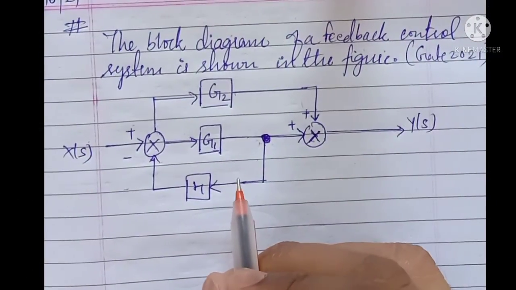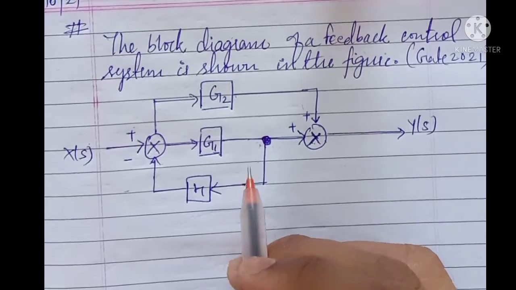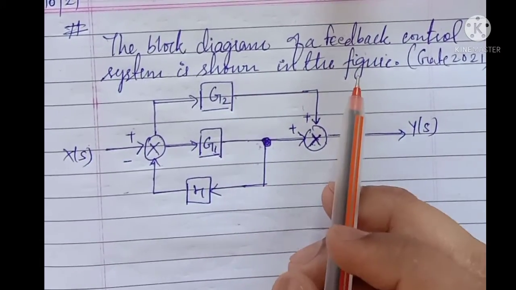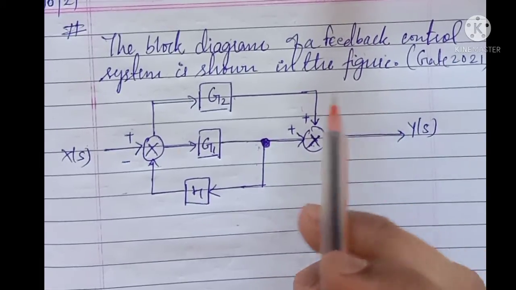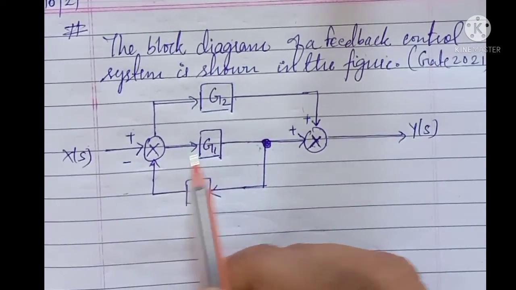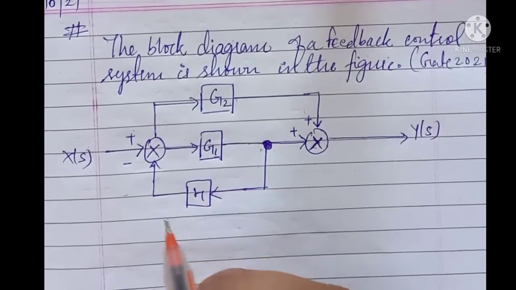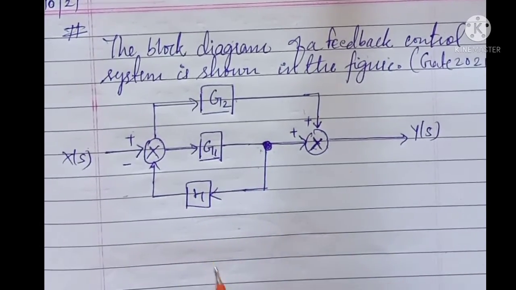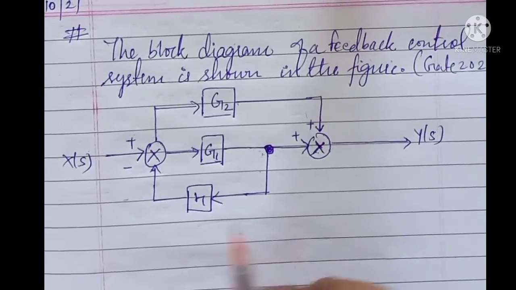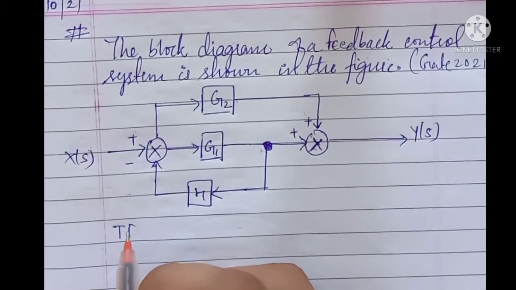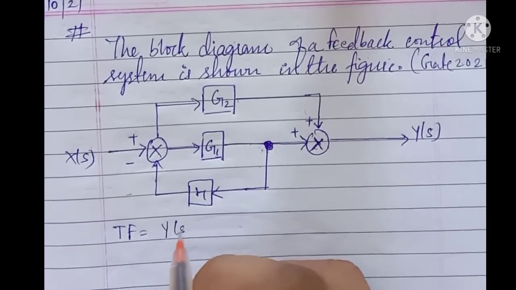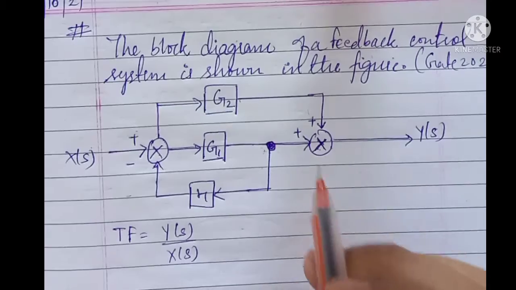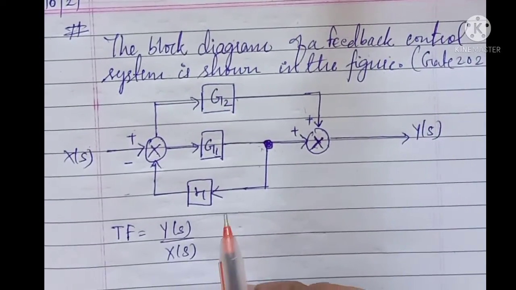So this is our question. The block diagram of the feedback control system is shown in the figure, GATE 2021 question. The given figure is a block diagram, so you have to reduce it and find out the transfer function. Transfer function represents output by input.